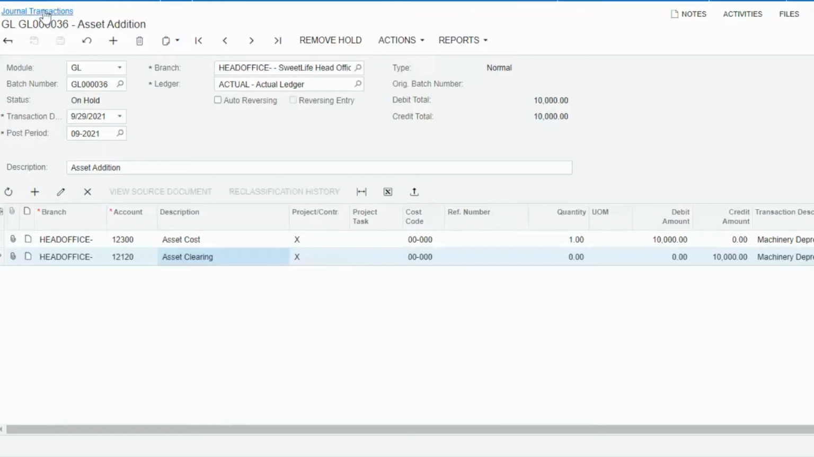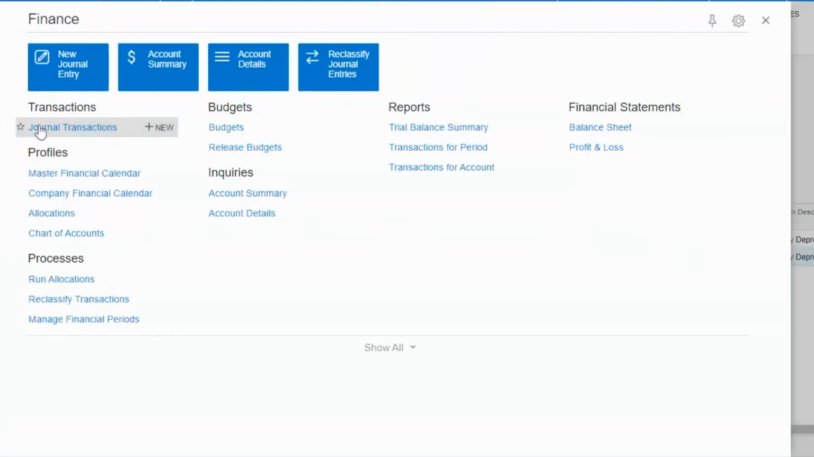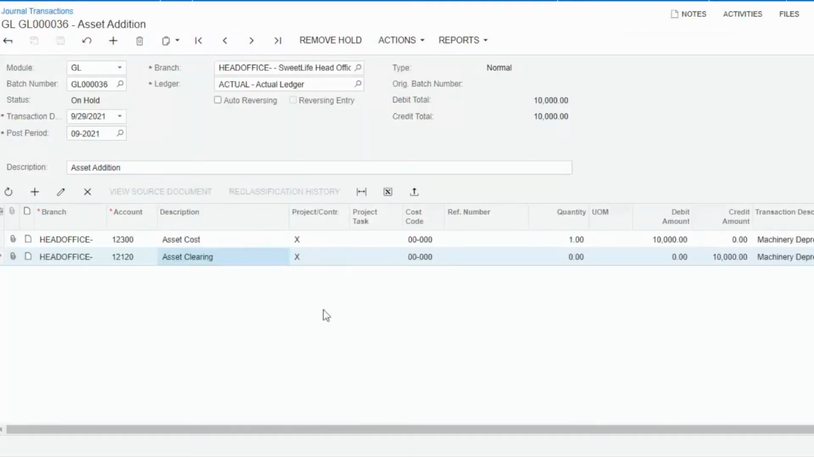Now for our first step, we will have to go to Journal Transactions in Acumatica. We can find this in our Financial tab under Transactions and we click New. I already have pre-made this batch, and as you can see, I will need the asset cost and I add 10,000 as our imaginary cost and asset clearing. The cost is going to go as debit and clearing is going to go as credit.